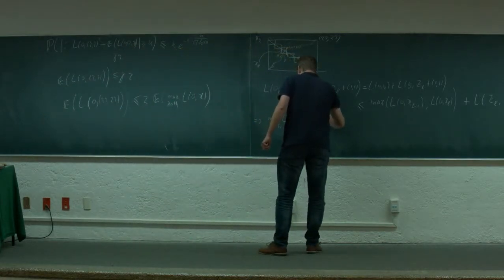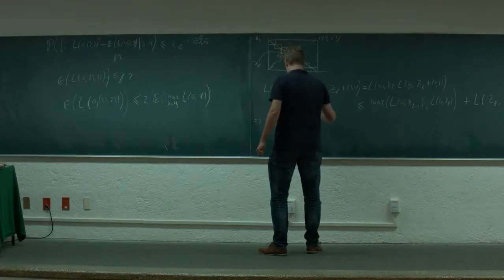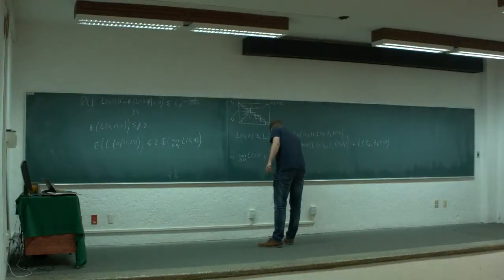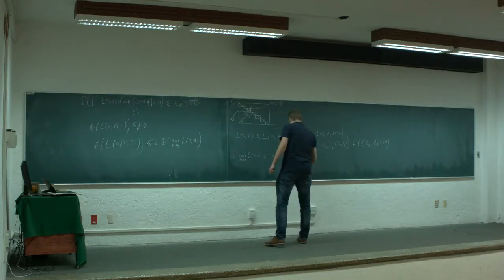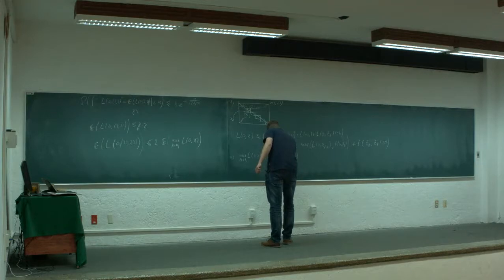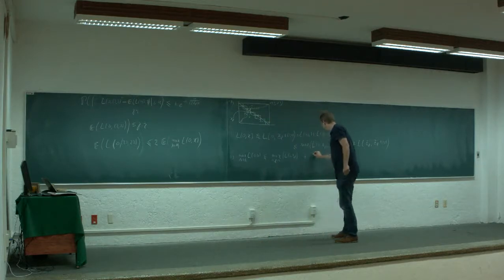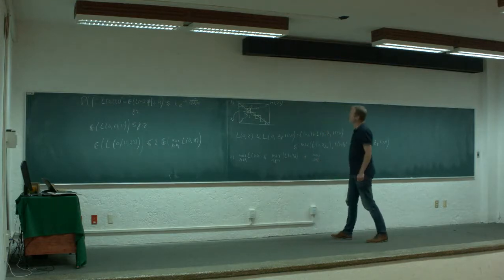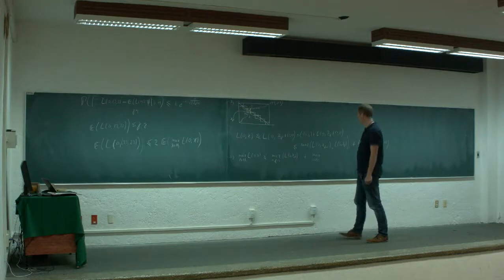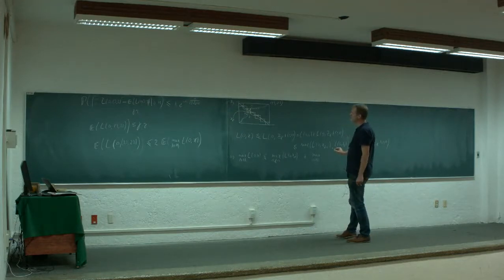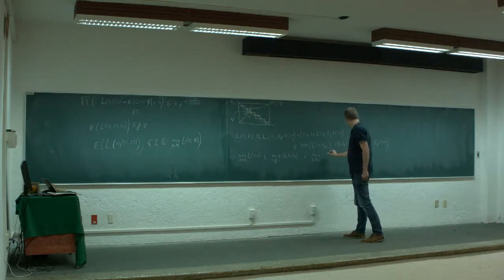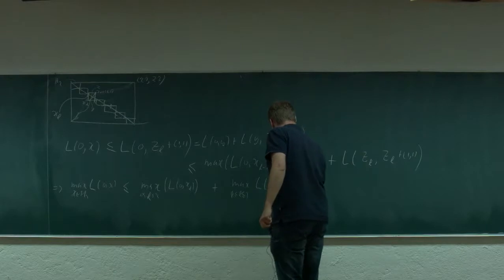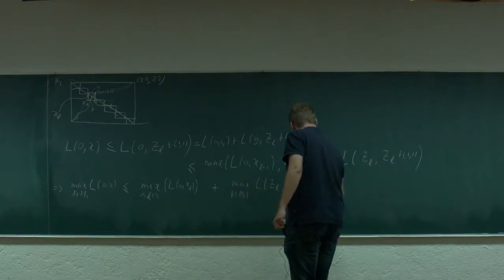So we do the maximum over all k of L from 0 to x_k, where k is between 0 and r, and then plus another maximum. Maybe the z case is one less, maybe not. Yeah, it should be one less, I guess. Doesn't matter. And then the maximum of the L from z_k to z_{k+1}.